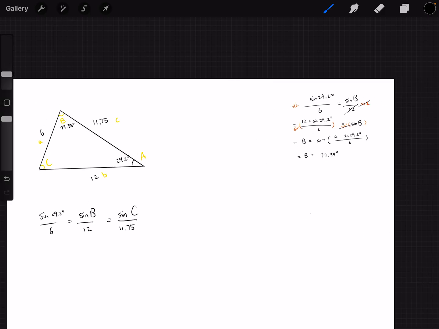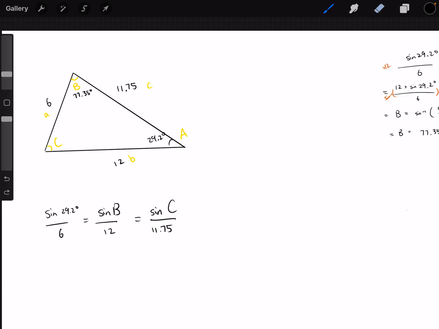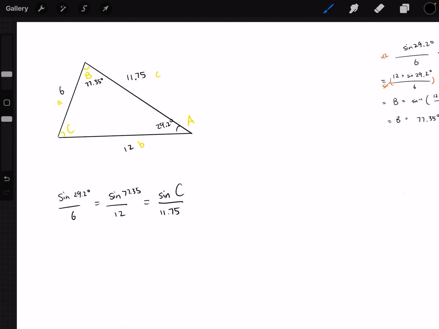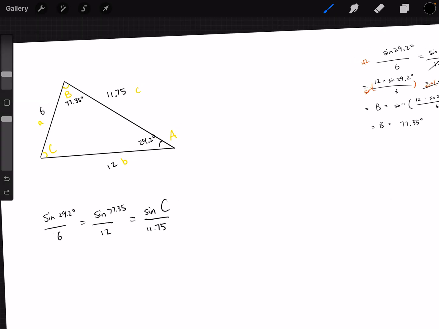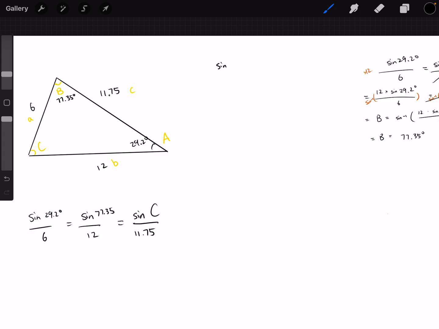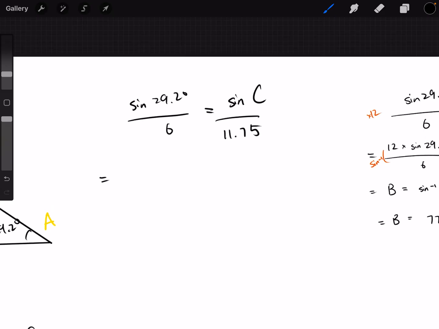Now the only one we have left is just capital C, I think. Yeah, that's it. Let's solve for capital C. Now that we have capital B, we can just put it here, 77.35. If we want, we can solve for this, but to be more accurate, we can just take this part, which is equal to this part. They're all equal to each other. So let's copy that down. We have sine 29.2 over 6 is equal to sine capital C over 11.75. Let's do algebra again.